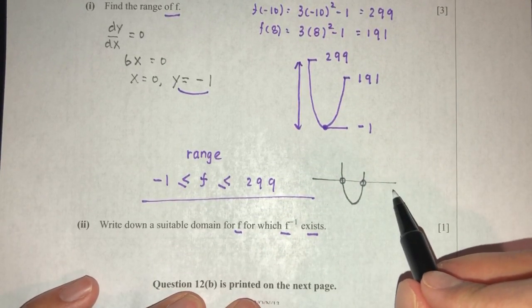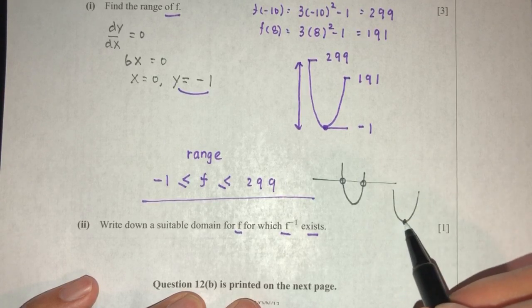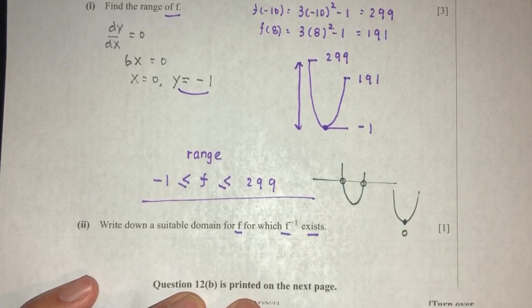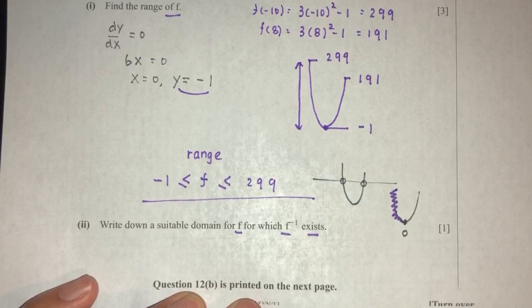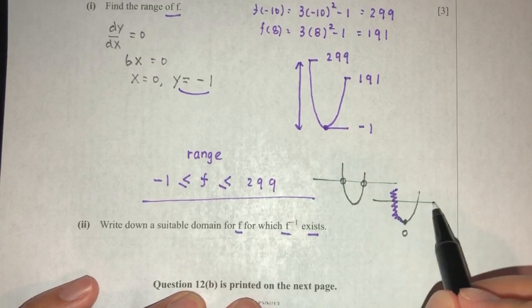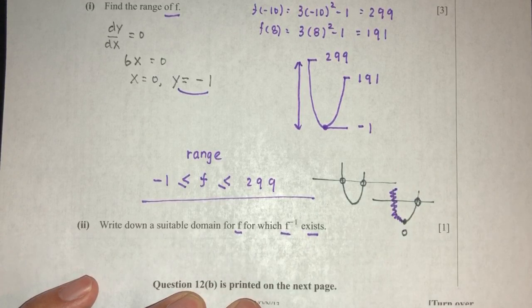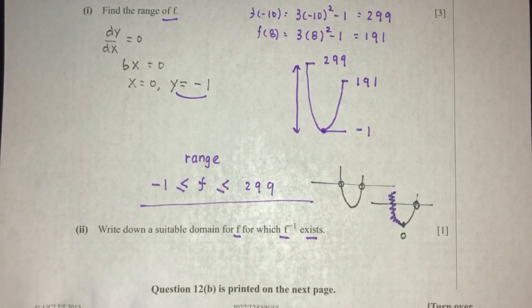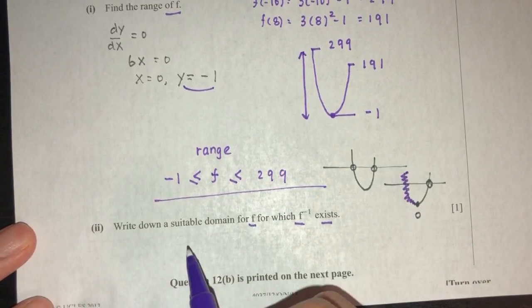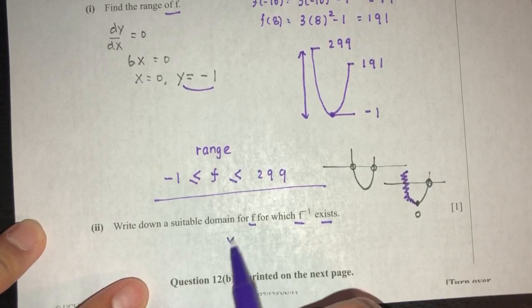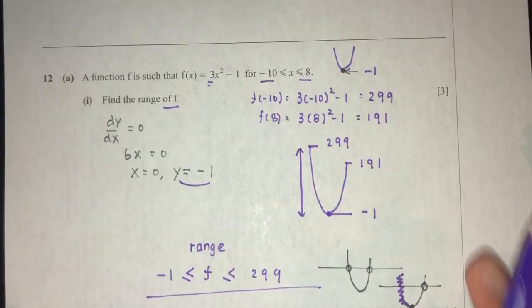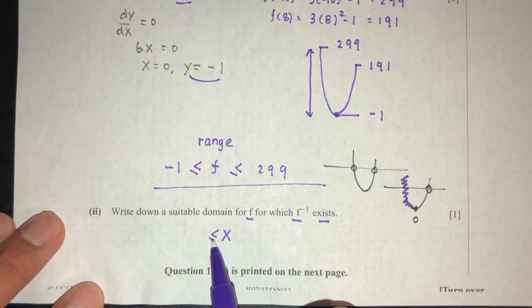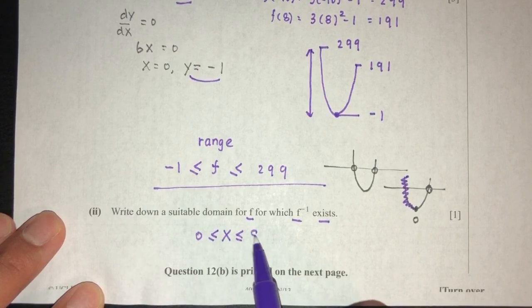For example, my graph looks like this. I know this is the point, 0, right? x is 0, from what you can see here. So what if I remove this part? I remove this. So now if I draw a line, it would only cut at 1 point. So that is when it is a one-to-one function, and now I have my inverse. So defined by, if x is more than 0, because it is less than 8, so we can write domain can be between 0 and 8.